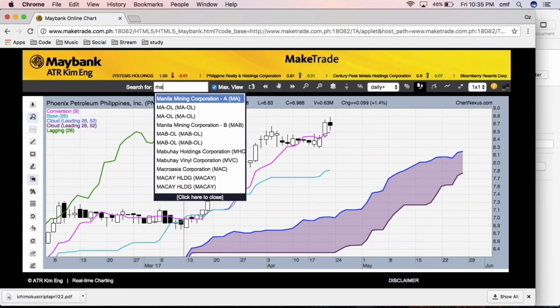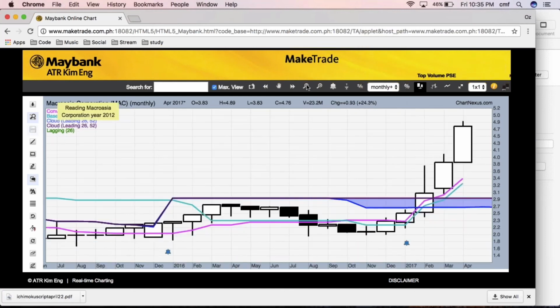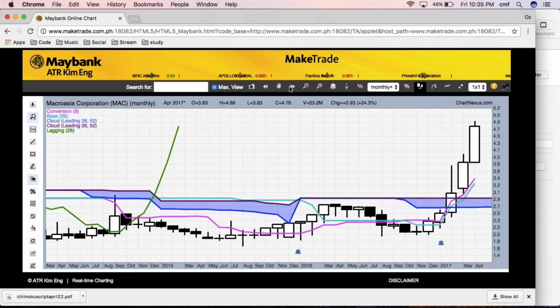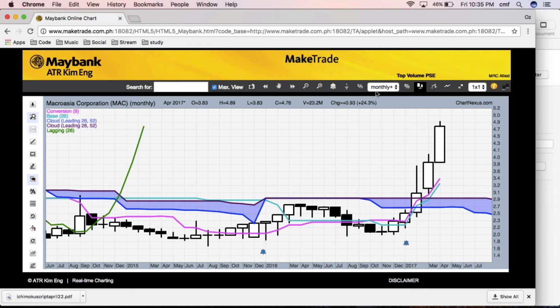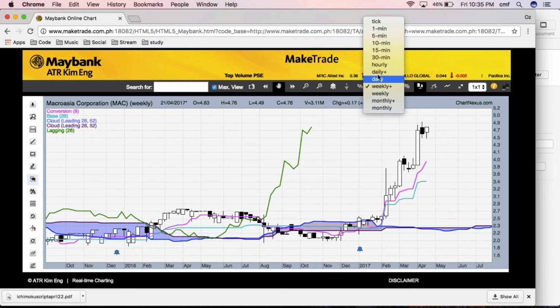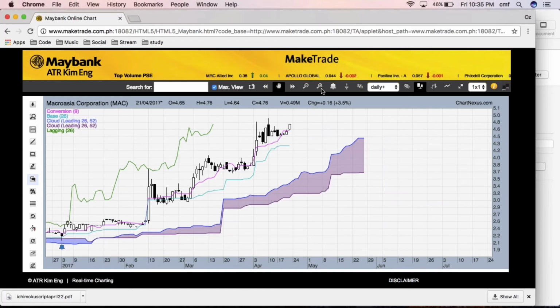Let's check out MAC. First, let's go to the monthly time frame. The monthly time frame shows that all Ichimoku elements are above the Kumo, therefore it's bullish. Weekly time frame, we see the same thing. All elements are above the Kumo. In the daily time frame, all elements are also above the Kumo, therefore it's bullish. Now, since the general trend is bullish, you could enter the market at lower time frames like the daily chart and have higher chances of the uptrend continuing because the bigger trend is bullish.